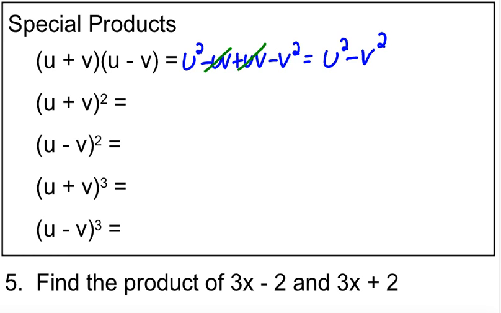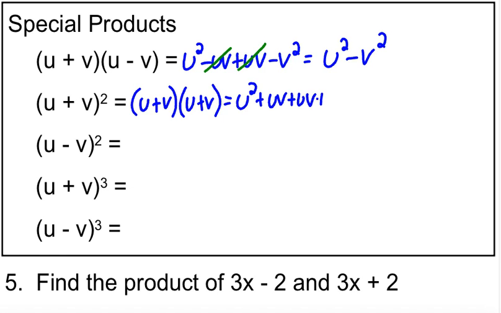Now, u plus v squared, what that means to do is take u plus v times u plus v. Those are hard to write. We're going to FOIL this out. So we get u squared plus uv plus uv plus v squared. We have like terms there in the middle, so we get u squared plus 2uv plus v squared. So again, if you want to skip the FOIL step and use that shortcut, you know it's going to be u squared and v squared at the end, and then twice u times v, that would work.